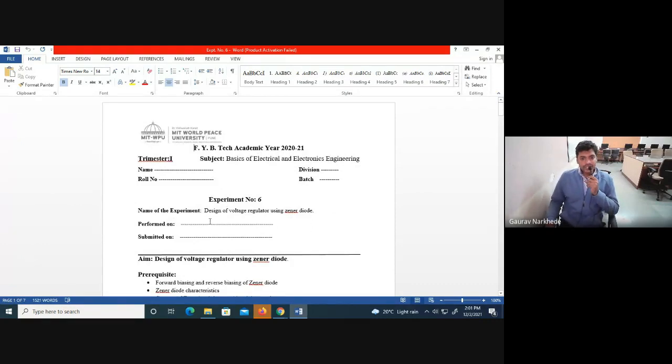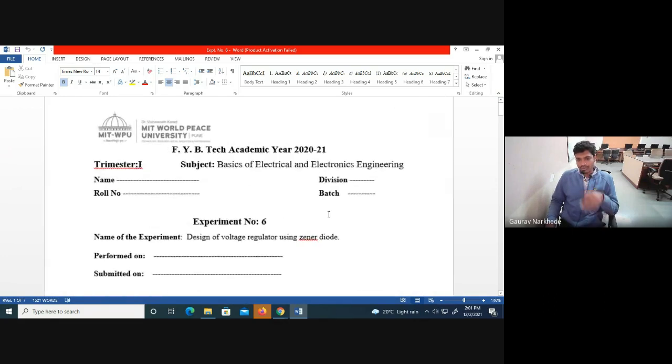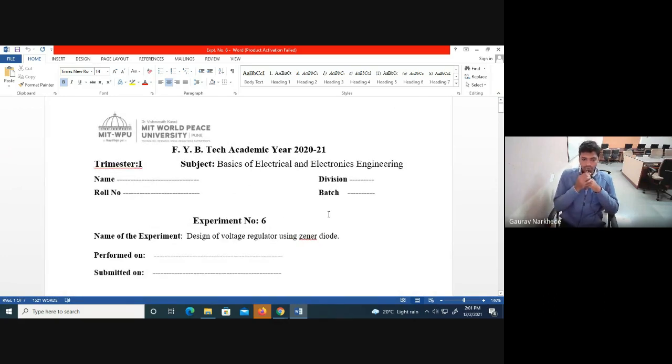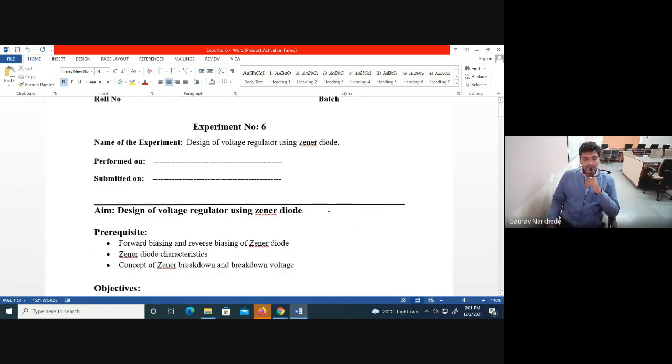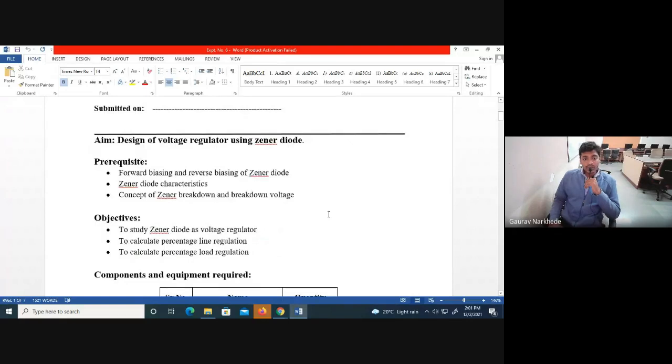The name of the experiment is design of a voltage regulator using Zener diode. The same stuff whatever we have covered in the theory lecture, we will be performing it today. For this, we want to see how the diode works in forward and reverse bias. Your Zener diode will work as a normal diode in forward bias, and in reverse bias what will happen? Zener diode will break down, or what will happen?